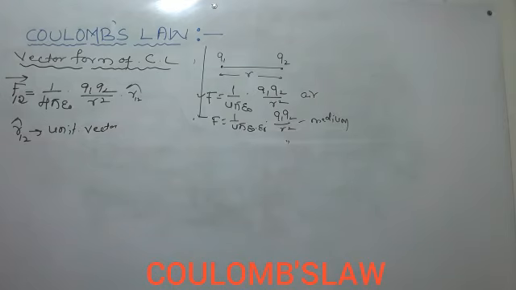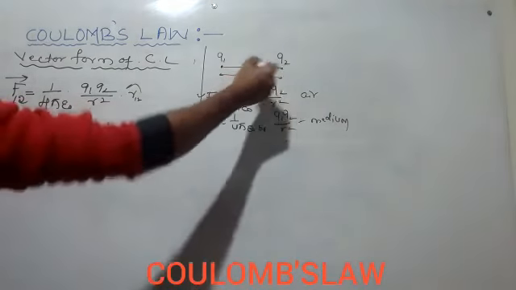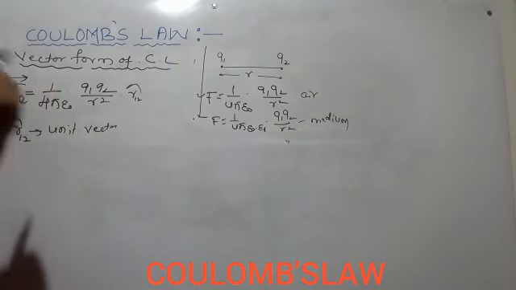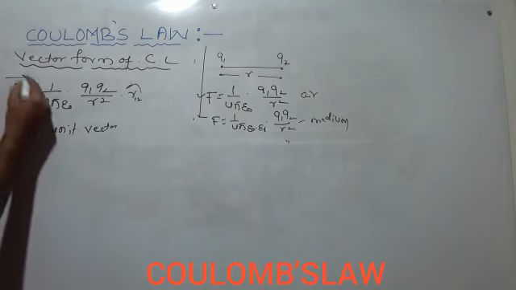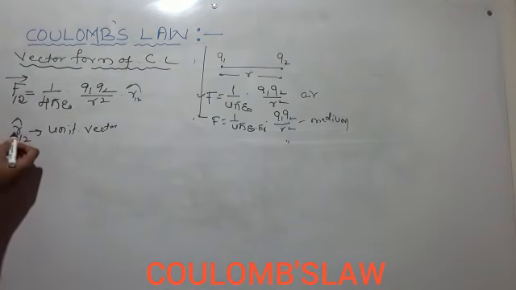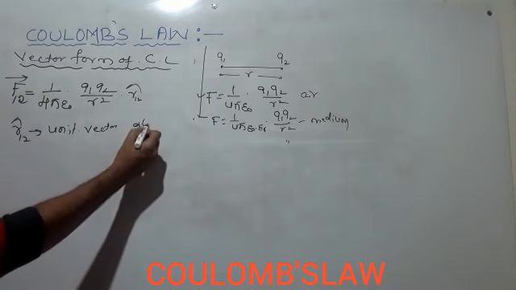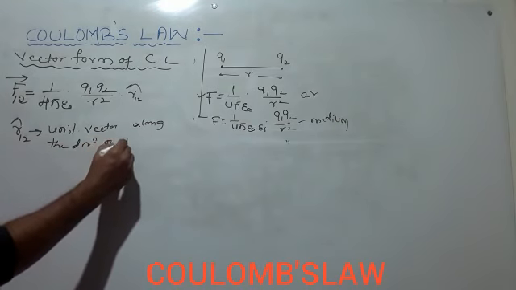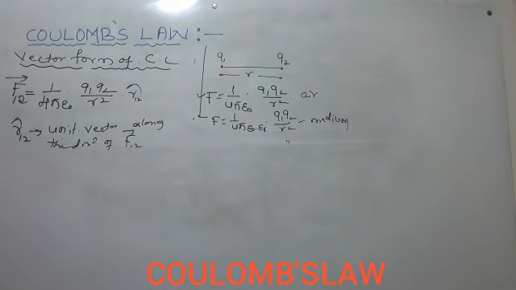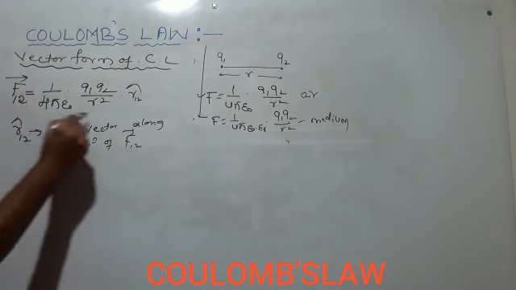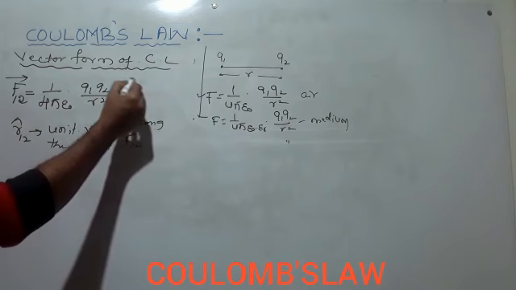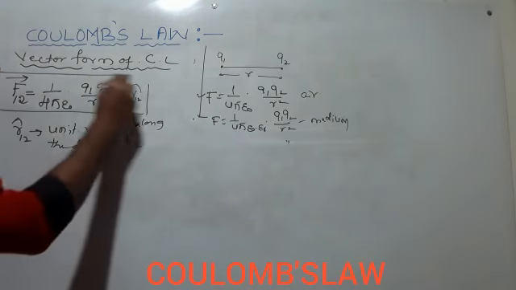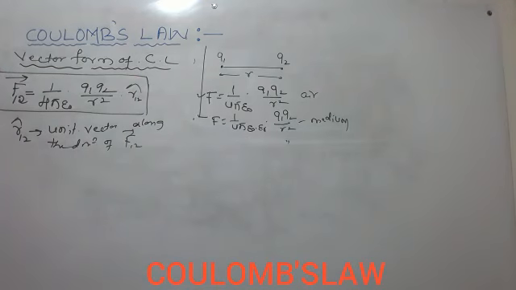Here r cap 12 represents the unit vector. You have to take the unit vector along the distance between the two charges, and that vector must specify the direction of the force. Therefore, r cap 12 is the unit vector along the direction of F12, that is the force. So this quantity explains the magnitude, whereas this quantity explains the direction of the force. Therefore this gives the vector form of Coulomb's law.